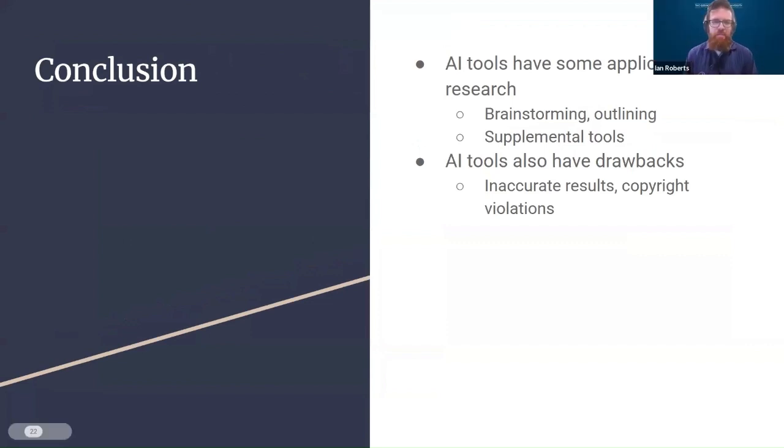Thanks, Rebecca. So, just wrapping up here, the long and short of this is that AI has positive applications for research as well as drawbacks. Brainstorming, outlining, finding articles through a citation tool like Litmaps, articles you might have missed via PubMed. These are positive supplemental tools. I will underline the word supplemental. These are tools designed to aid research, not to replace it.